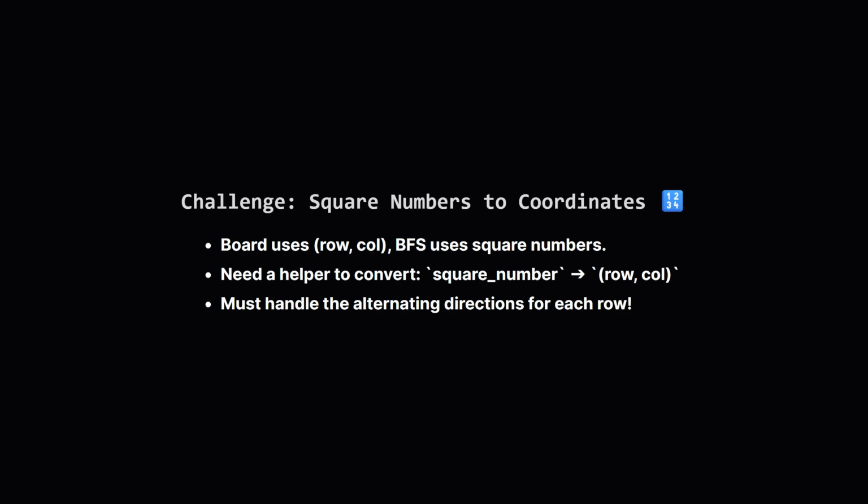Now, one of the tricky bits is that Boustrophedon numbering. The game board is given to us as a grid, with rows and columns. We might look up a value like board at row R, column C, but our BFS will mostly be thinking in terms of square numbers like 1, 2, 3, all the way up to n squared. So we'll need a little helper function. This function's job will be to take a square number, say square 17, and figure out exactly which row and column that corresponds to on the grid. And it has to remember that the direction flips for each row.